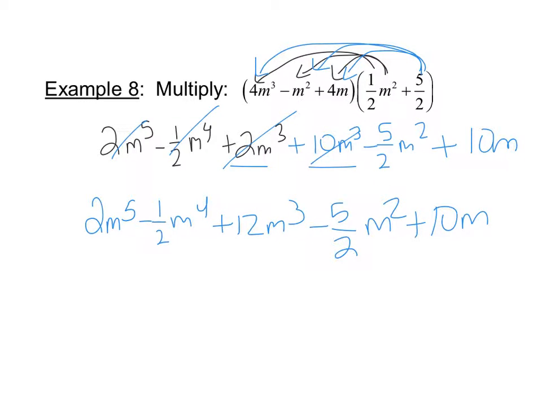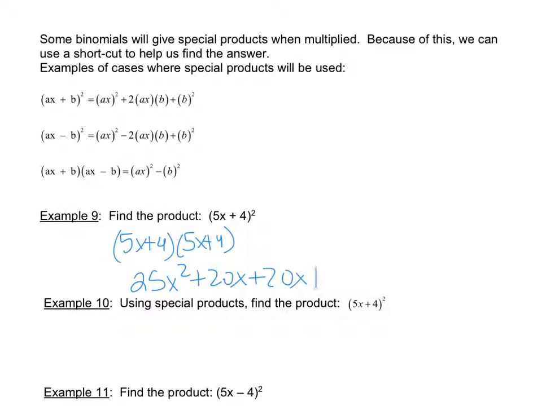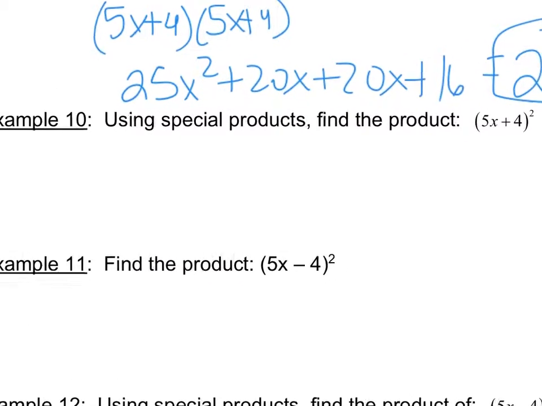Let's keep going. Alright, so here are some rules that you can try to memorize because I don't believe they're on the equation sheet, but I'm not sure. Or we just remember 5x plus 4 squared. What does that mean? And then we distribute out. You get 25x squared plus 20x plus 20x plus 16, which is 25x squared plus 40x plus 16.